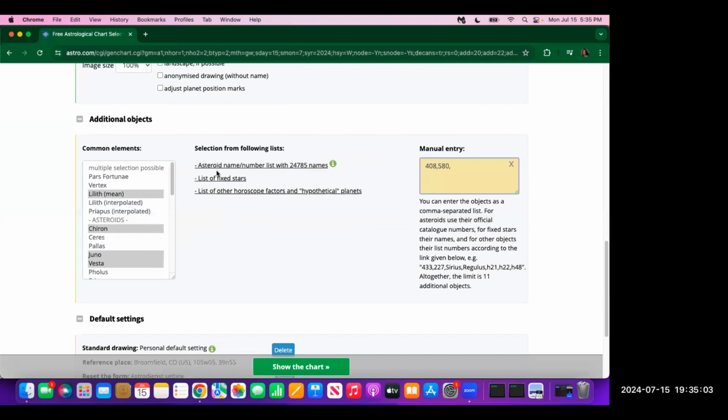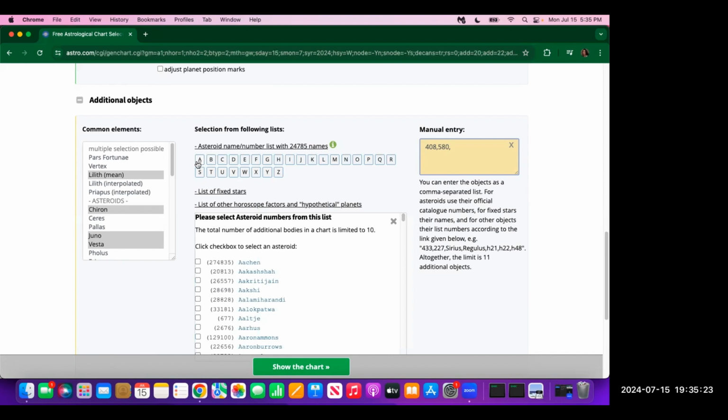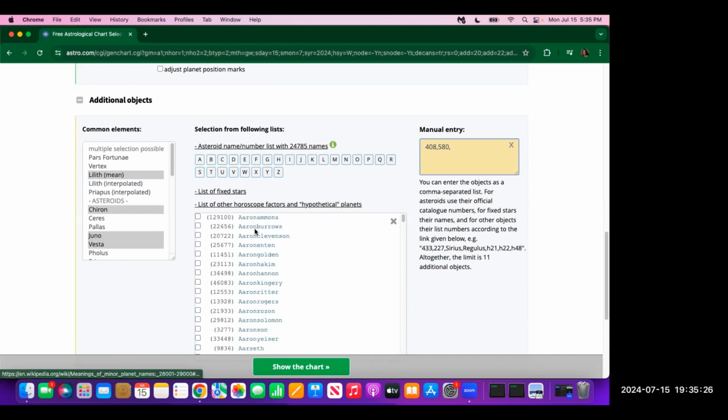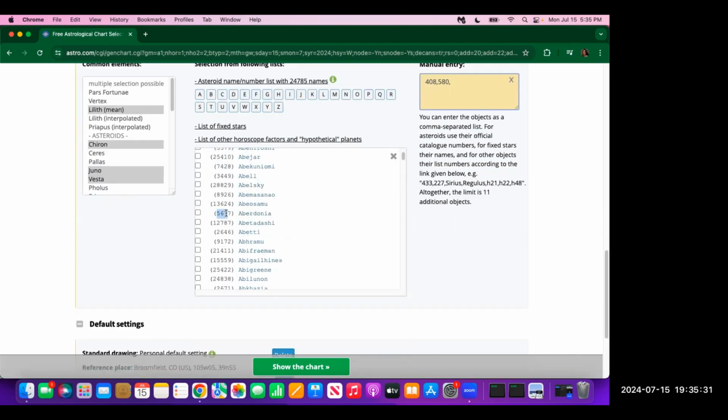So you could actually look at the asteroid name slash number list, and there are over 24,000 asteroids that you could look at. Basically, they are organized in alphabetical order. So if you're looking for a specific asteroid, you would just click the letter that it starts with. And then all of these right here are asteroids that you can calculate. And they will give you the number. And then you put that number into here. And then that's how you'll calculate the manual asteroids.